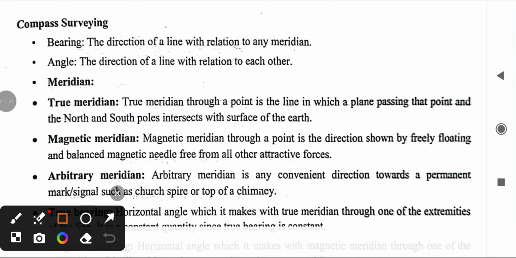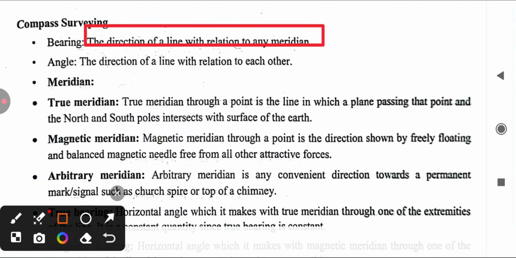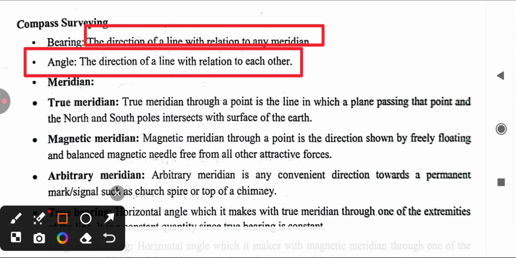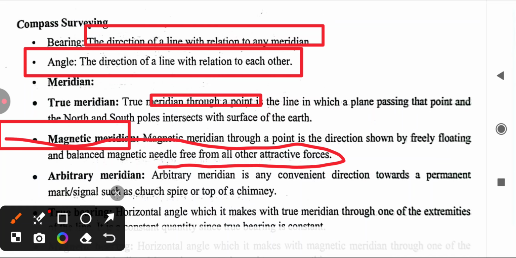And now we study compass survey. Bearing: the direction of a line with relation to any meridian. The direction of a line with relation to a meridian. True meridian: the meridian through a point is the line in which a plane passing through that point and the north and south poles intersects the surface of the earth. Magnetic meridian through a point is the direction shown by a freely floating and balanced magnetic needle, free from all other attractive forces. Arbitrary meridian.